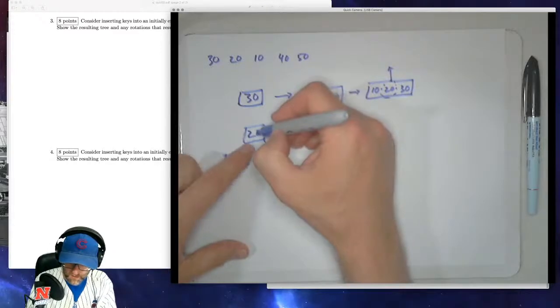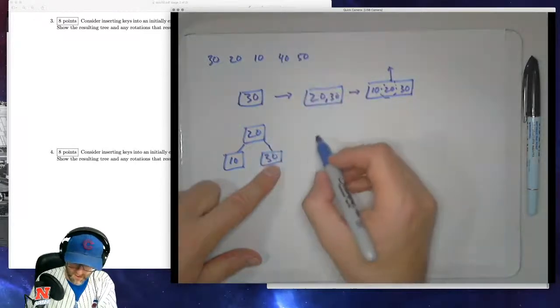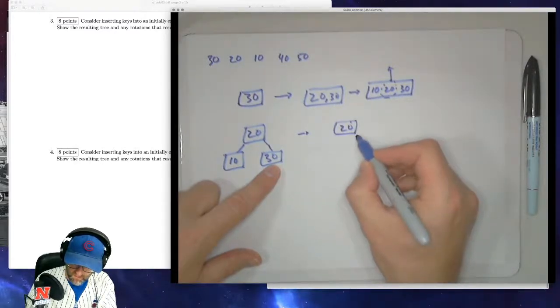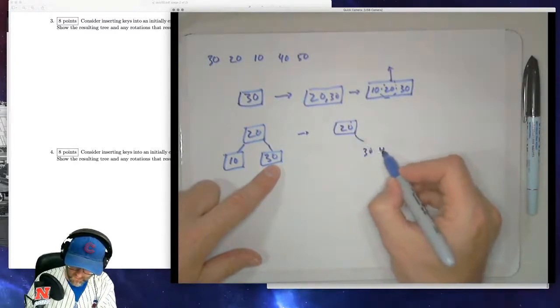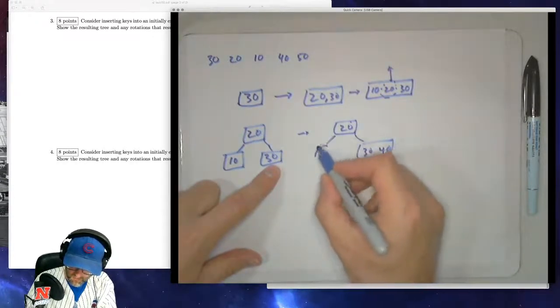40 gets inserted, you always insert into a leaf. So you come in, 40 is greater than 20, and this is a leaf, and it's not overfull, so there's an accommodation here, and we have 30 and 40. We make that 2 node into a 3 node.